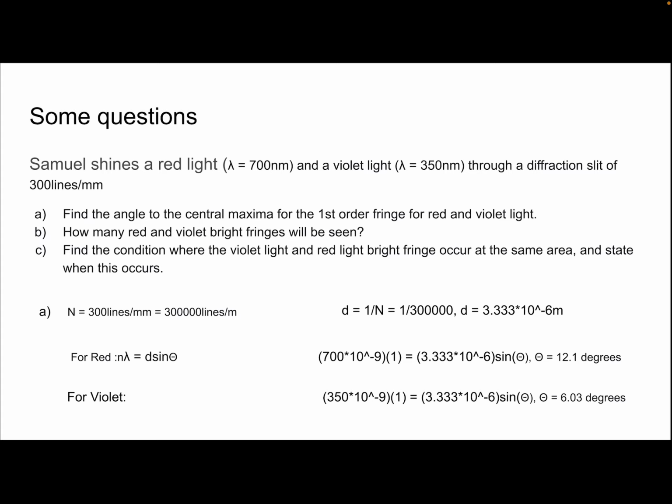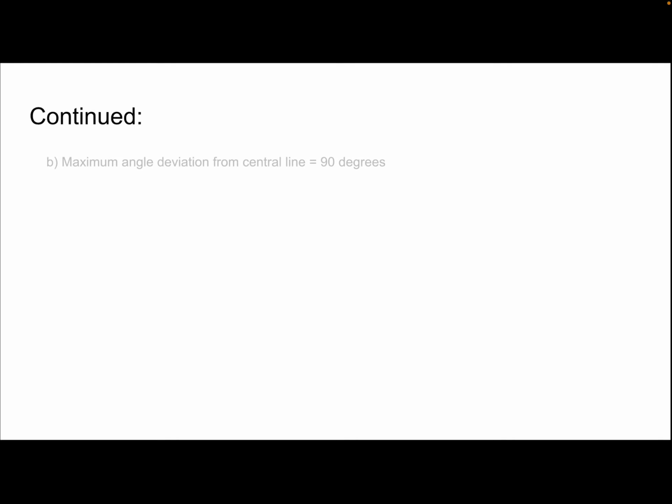So we know that the wavelength is 350 nanometers. Therefore, if we make sine theta the subject, and we take the inverse of both sides, we'll get theta equals 6.03 degrees.